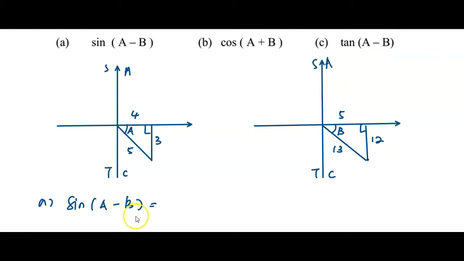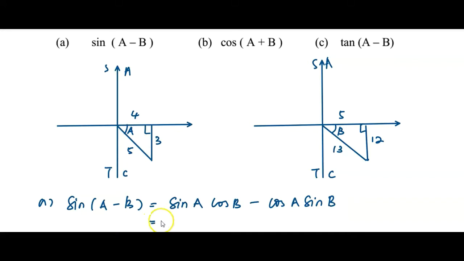Sine A minus B, if you want to evaluate this sine, you need to expand it using the compound angle formula. Okay, if you have already forgotten the formula, you can just refer back. Okay, but make sure after this you need to memorize it. All right, so sine A minus B is equal to sine A cos B minus cos A sine B.